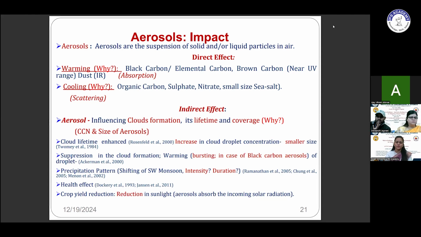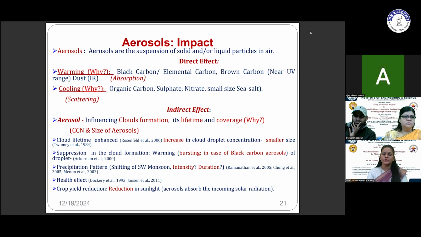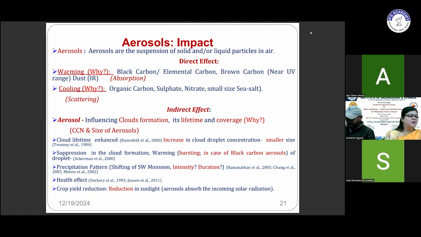Black carbon aerosols have warming potential, and some carbonaceous aerosols like organic carbon have a scattering nature. If a particle absorbs, then it has warming potential, and if a particle scatters, that is cooling nature. Sulfate aerosols have cooling potential. Recently, in some foreign countries, governments are trying to reduce warming by spraying sulfate aerosol. It was in the news some days ago.